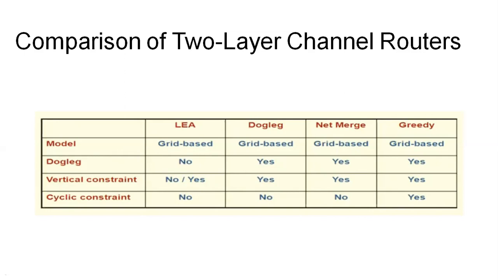The others support only acyclic constraints, which means there is no cycle. I have included cyclic constraints as a separate item. So you have the cyclic constraint in the VCG. The greedy algorithm supports the cyclic constraint; all of the others don't support the cyclic constraint. That's why we conclude that the greedy algorithm, even though it is a very simple algorithm, is a powerful technique.